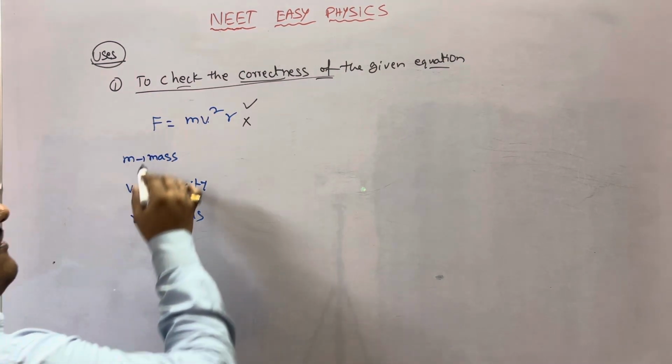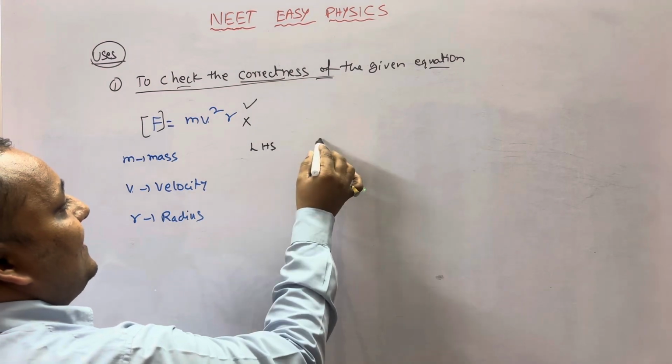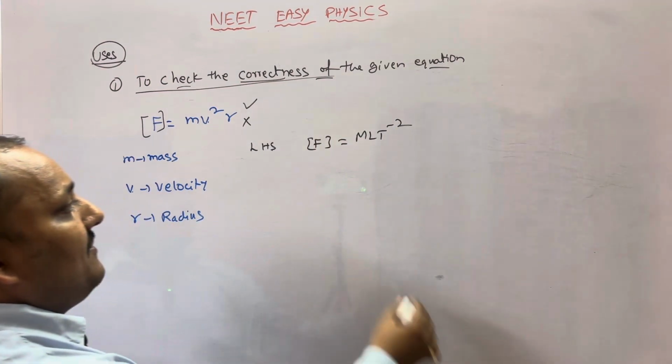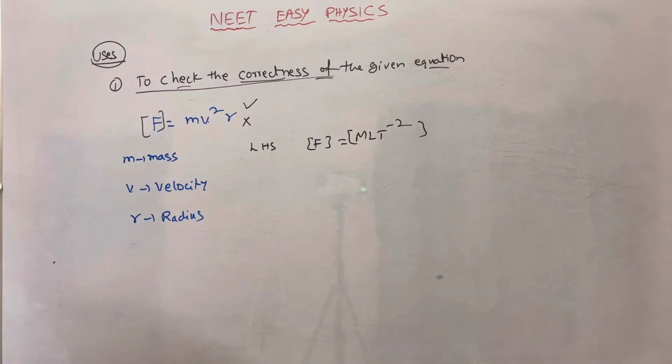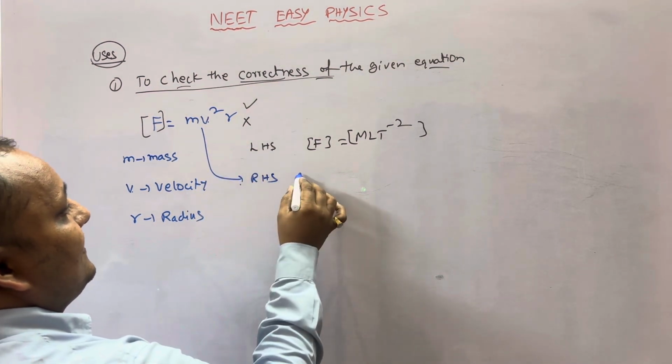Now for this, how we have to solve: first we have to take the LHS. What is the LHS here? Force. What is the force dimension formula? I told you to remember MLT power minus 2. If you repeat it 2 to 3 times, you can remember force is MLT power minus 2. Now we have to consider the RHS. What is the RHS?